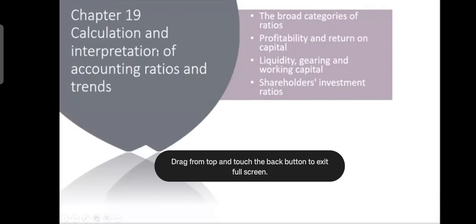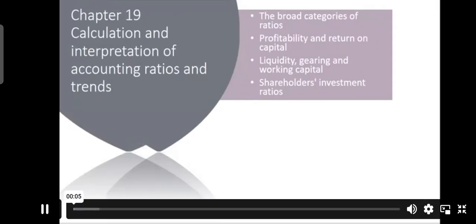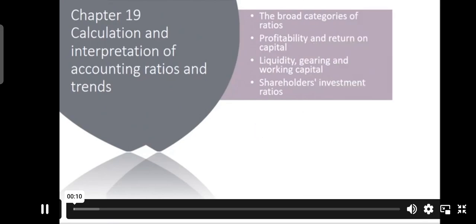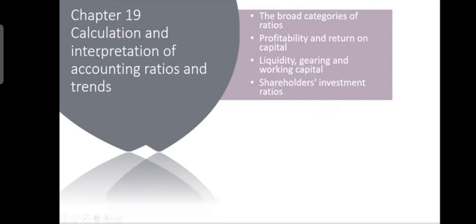So chapter number 19, calculation and interpretation of accounting ratios and trends. Now that is a very, very important chapter. You people have some knowledge about this topic from your previous ACCA F3, where you calculated your ratio analysis. But in F3, what was important was calculating the numbers. Here, the more important thing is interpretation. How do you interpret those numbers? And you have to give your analysis.